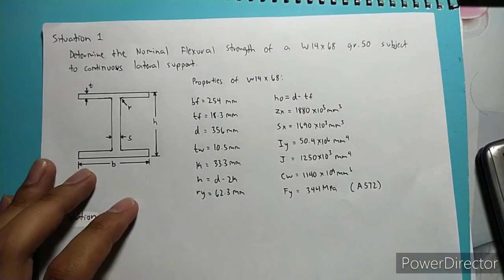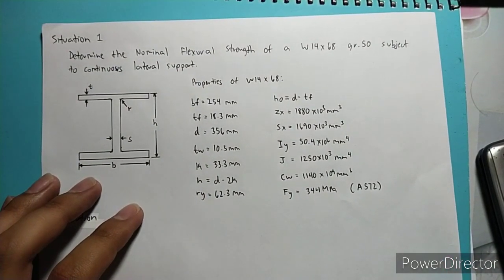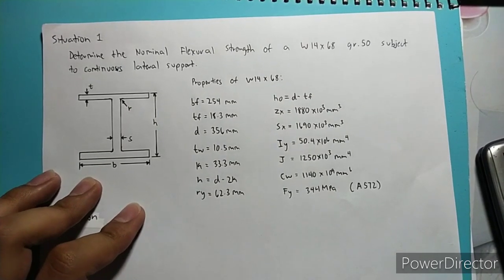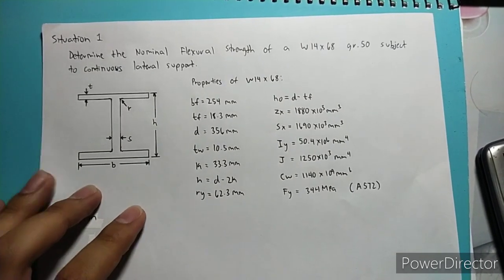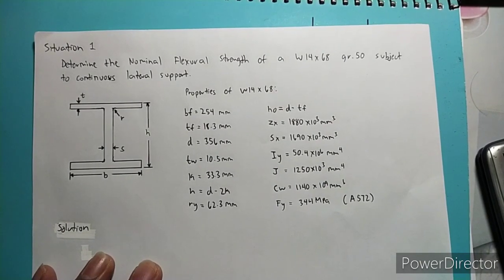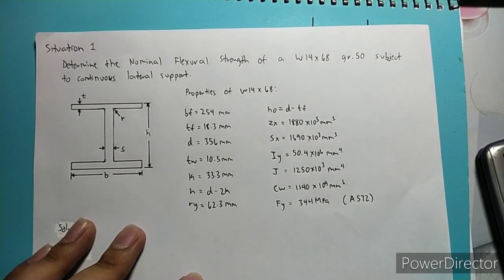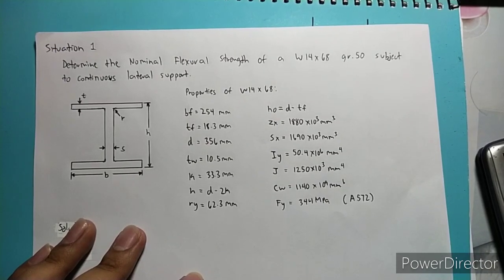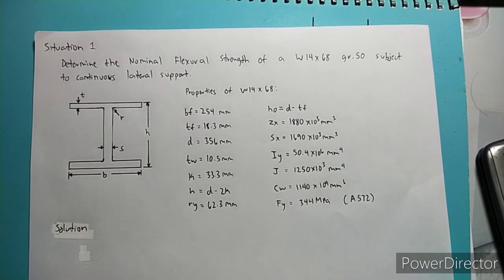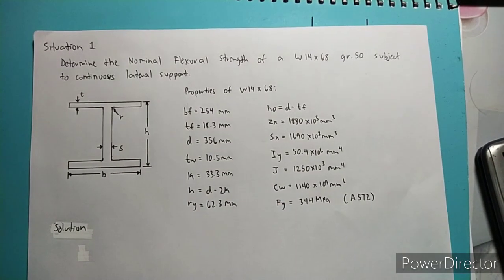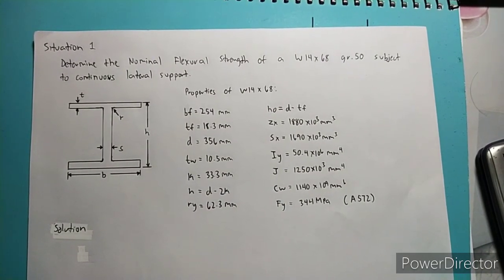Abanilla from BSCE 4B. So I'll give you some examples for the steel design in flexural members. The first situation is to determine the nominal flexural strength of a W14 by 68, grade 50, subject to continuous lateral support. So the properties of W14 by 68 are here.